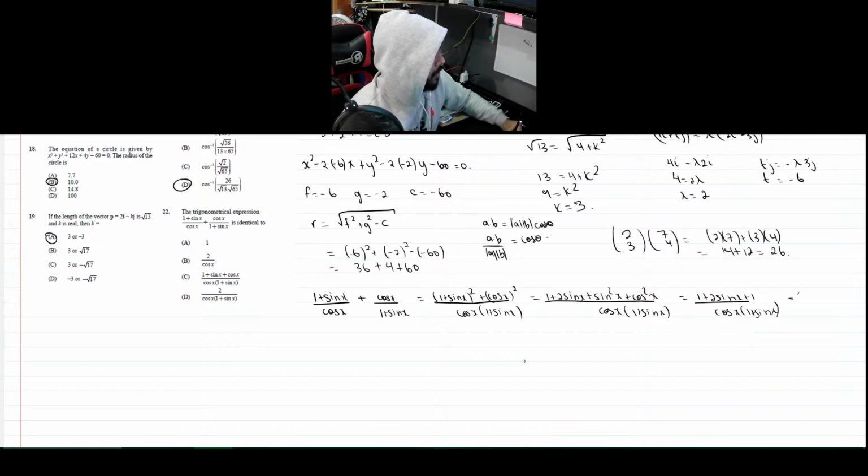I could factorize it up. 2 into 1 plus sine x over cosine x into 1 plus sine x. 1 plus sine x cancels with 1 plus sine x, we get 2 over cosine x. And that's your answer.